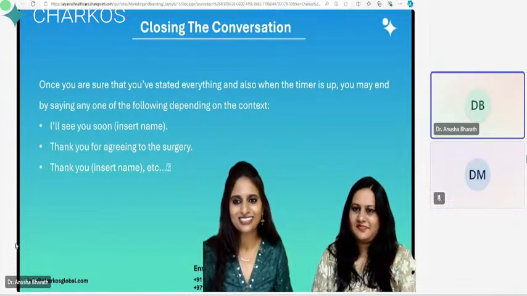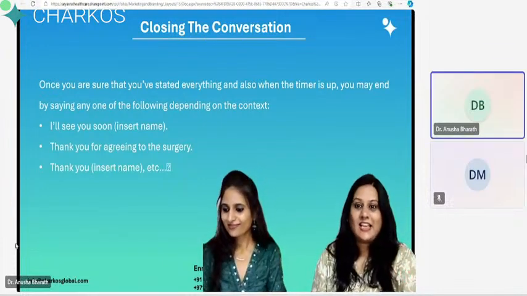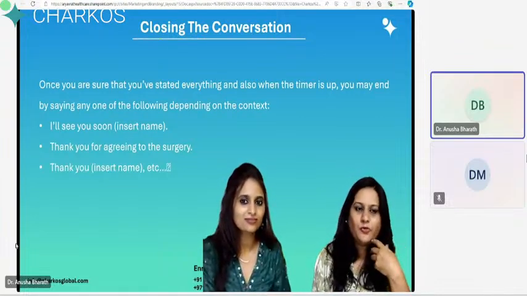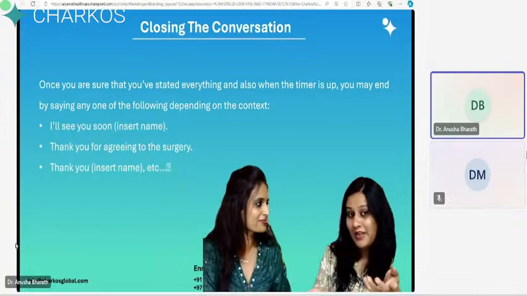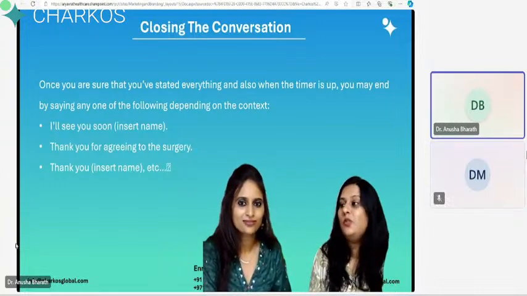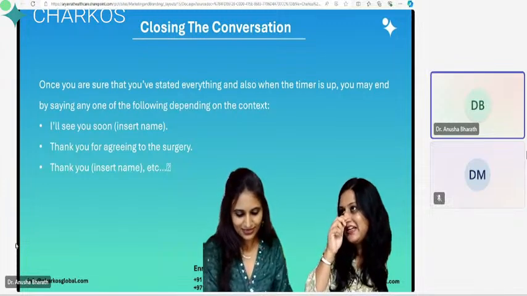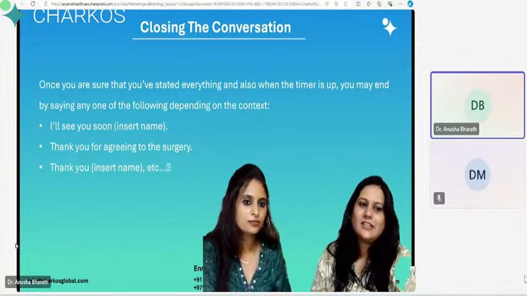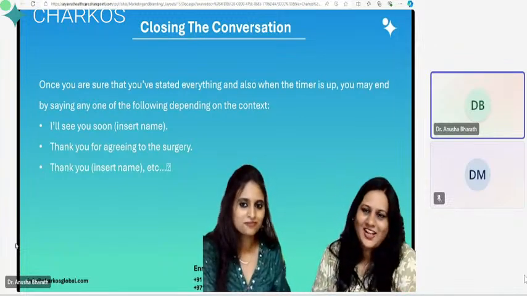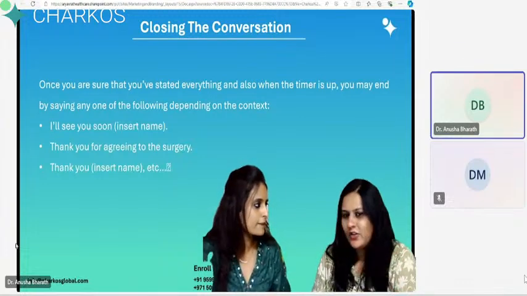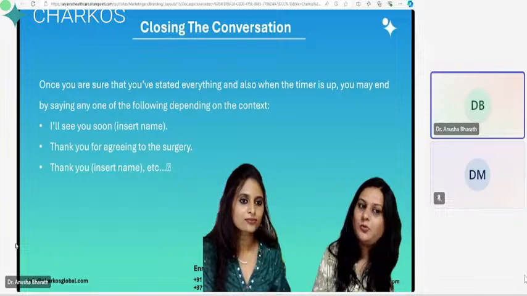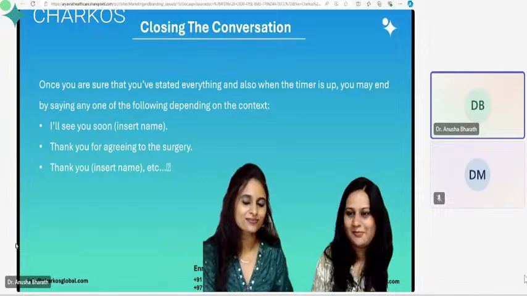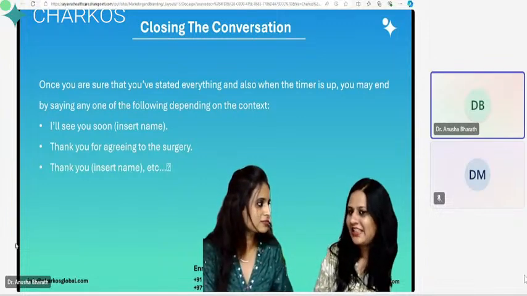How do you close your conversation? Definitely, you can't just say thank you. Your closing conversation should be based on the setting. So if a role play has the hospital ward as the setting, then you can close the conversation by saying that here is a call bell, please press it, someone will be there for you shortly. Or if it is a home visit, you can say, I'll see you soon. If you have any concerns, please do feel free to contact me. This is my contact number. Or you can also say thank you.